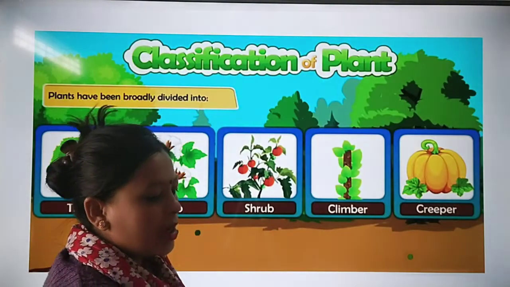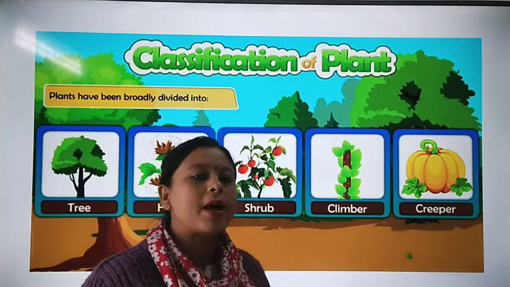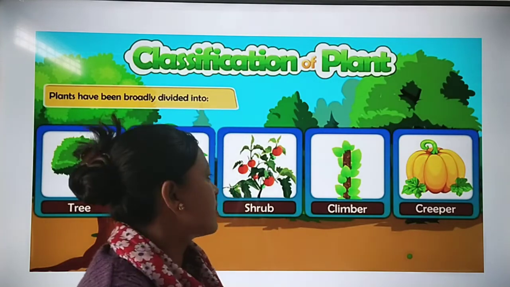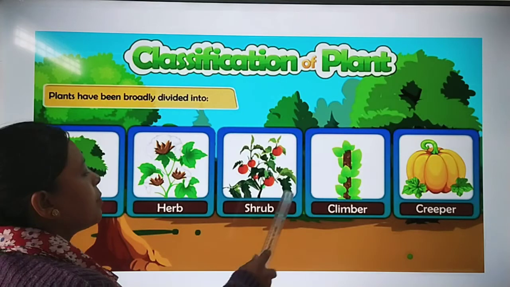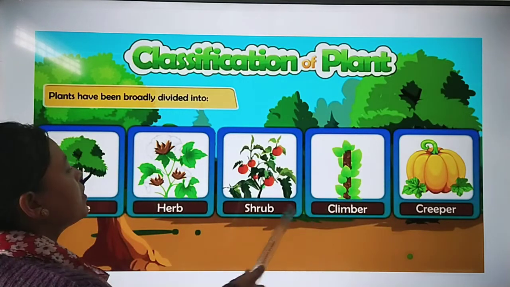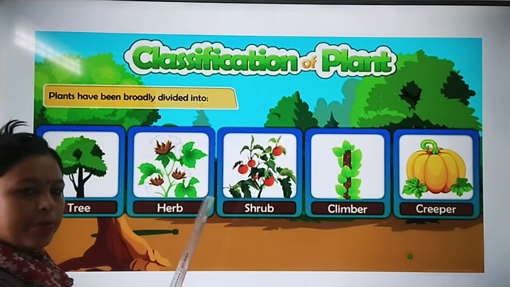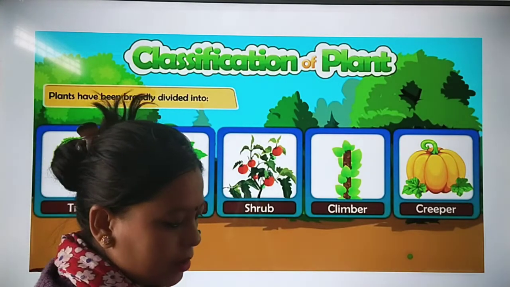So classification of plants. So different types of plants we are going to study. What are those different types of plants? Let us study. One is tree, herb, shrub, climber and creeper. These are 5 groups of plants. Okay, so let us study one by one.